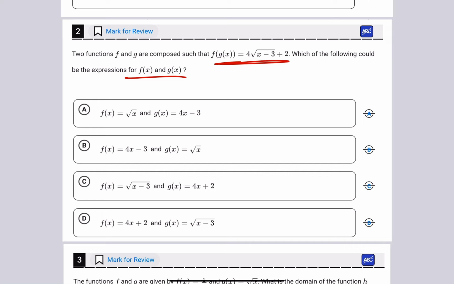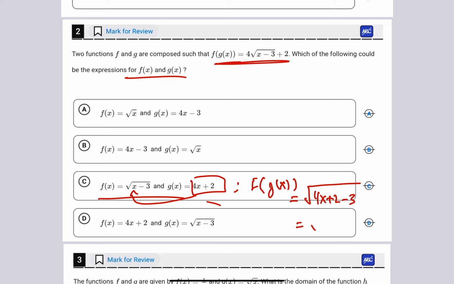Second option, we have f of g of x, which is f of square root of x, right? We simply take square root of x and plug it into x. We're left with 4 square root of x minus 3, which is definitely not the answer as well. Okay, option C, we're plugging in 4x plus 2 into x, right? Since we have f of g of x, which is simply square root of 4x plus 2 minus 3, which is square root of 4x minus 1, which is definitely not the answer.